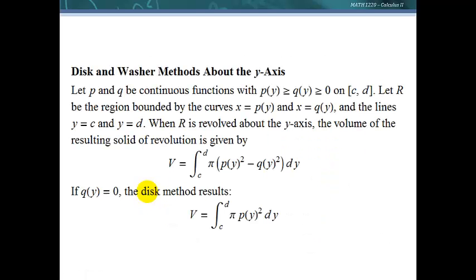So we can see that the disk and washer methods around the y-axis are analogous to the ones around the x-axis, but x and y interchange roles. We have p and q continuous functions with p of y greater than or equal to q of y, which is greater than or equal to 0, so p of y is to the right of q of y. We're looking on the interval from c to d, and R is the region bounded by the curves p of y, q of y, and the lines y equals c and y equals d. If we revolve around the y-axis, the volume of the resulting solid is pi, the disk, p of y squared minus pi, the hole, q of y squared, dy. And if q of y, the second function, was 0, then it's simply a disk instead of a washer.